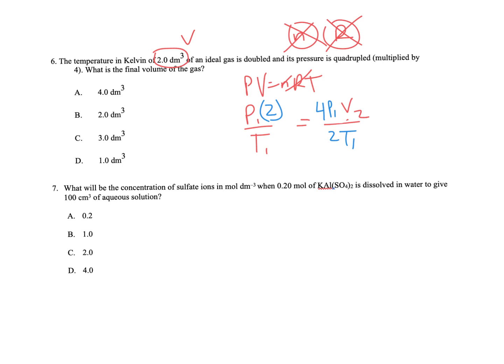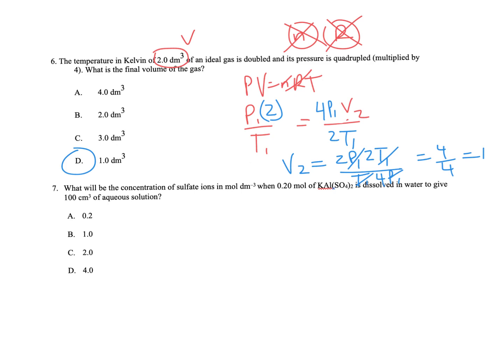So you gotta now rearrange this equation to isolate V2. So you're gonna end up with 2P1 to T1 divided by T1 over 4P1. Cancel out what's on top, cancel out what's on the bottom. You end up with V2 is equal to 4 over 4 equal to 1. So the final answer is D. The volume is 1 cubic decimeter.